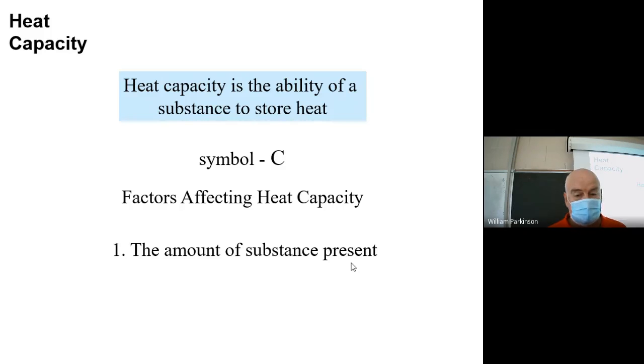So very obviously, when I have a certain amount of stuff present, the more stuff I have, the higher its heat capacity. It will take it longer to reach a higher temperature. As a matter of fact, this is directly proportional. Double the amount of stuff, you will cut the temperature change it undergoes by 1/2. Triple the amount of stuff as you started with, it will cut the temperature change with the same amount of heat input by 1/3. So there's a nice proportionality between that and the amount of material.